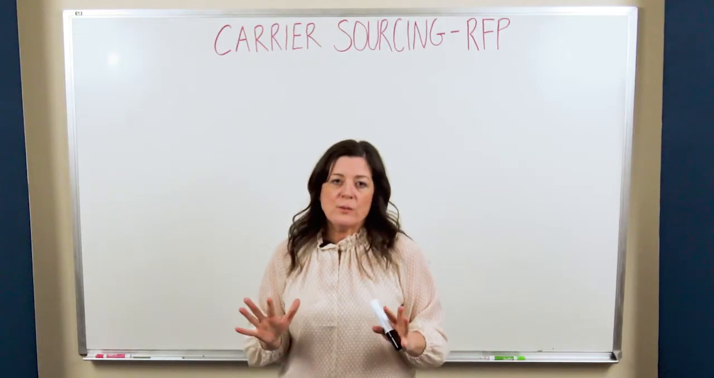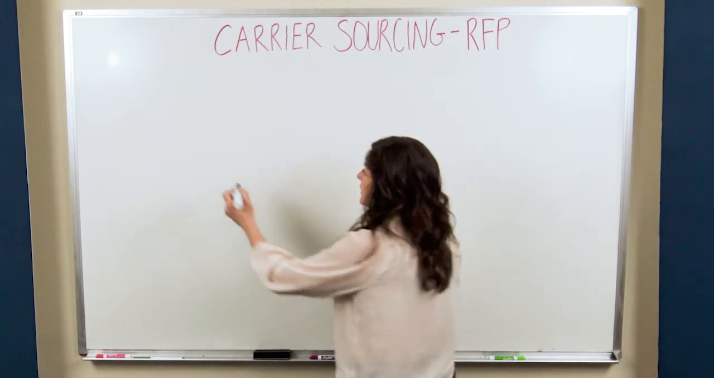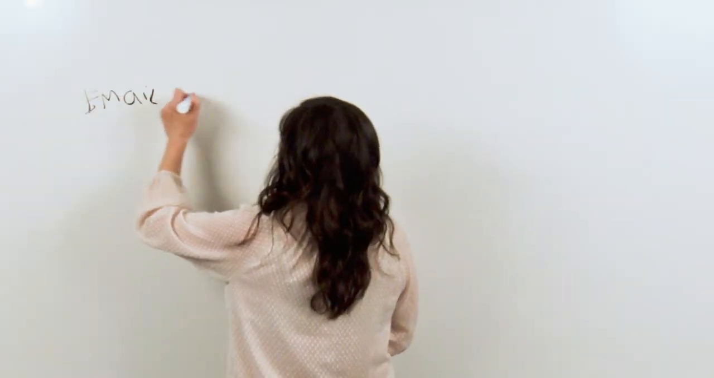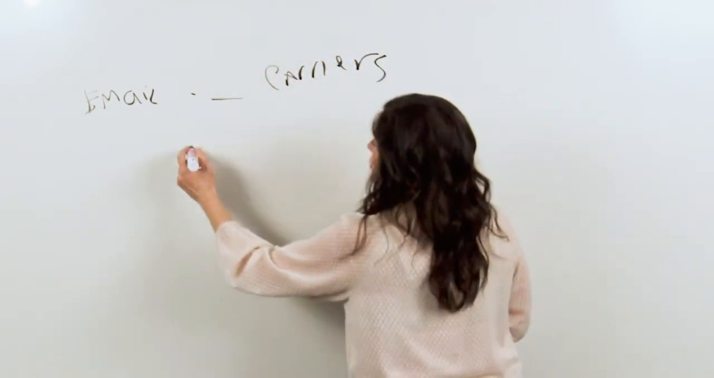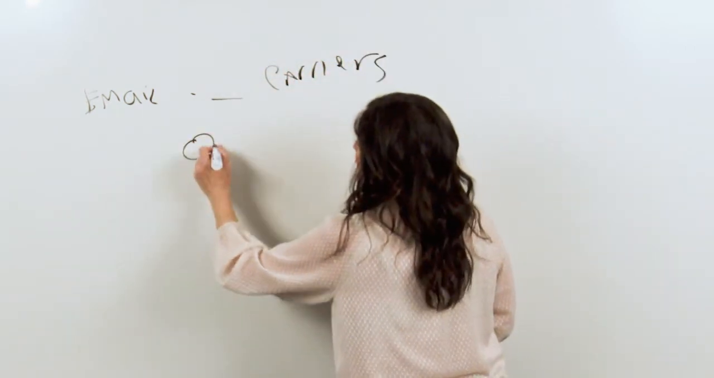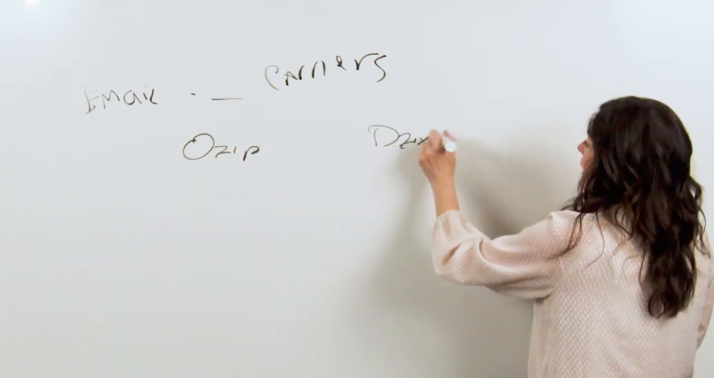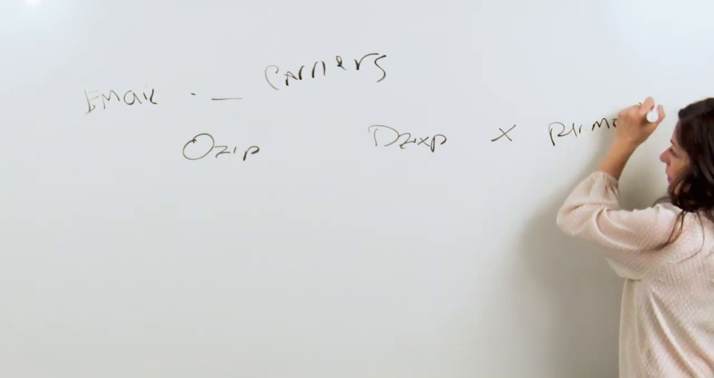So traditionally what we see at this part of the carrier sourcing strategy is a company will go and, honestly, sometimes we see it as an email where they're going out to the carriers and they're saying, hey, I have a shipment in this lane and it's going from this zip to that zip and it's going to move X amount of times per month. Give me a rate.